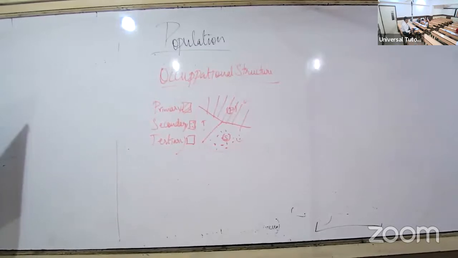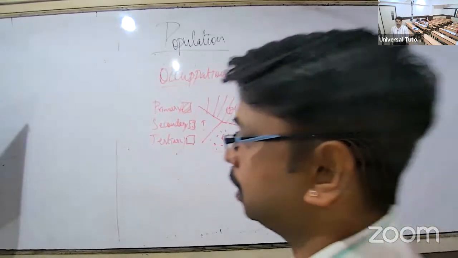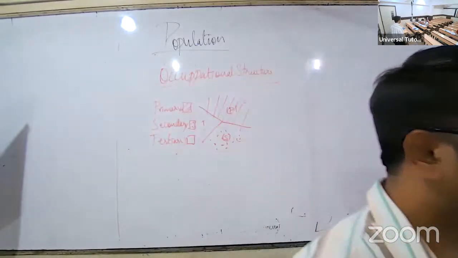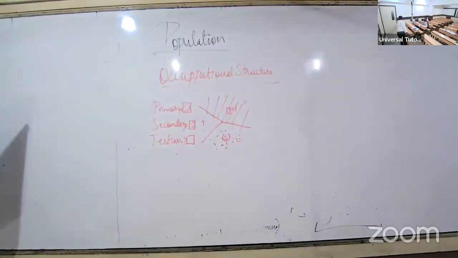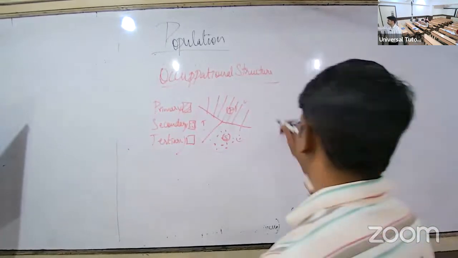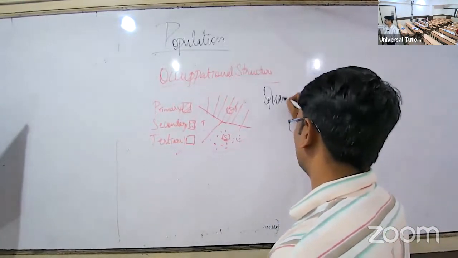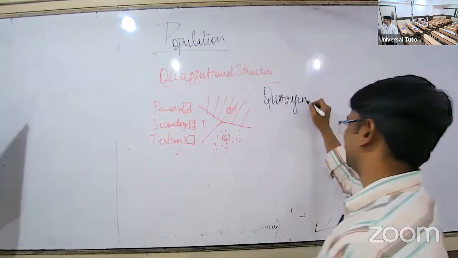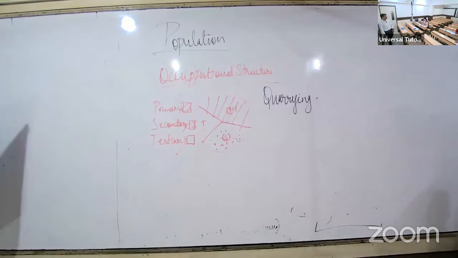Okay, you check it. Primary sector: agriculture, forestry, fishing, mining and quarrying. What is quarrying? Not brothers and sisters quarreling, quarrying. Quarrying means breaking up of stones, mainly for roads and buildings. That is primary. Secondary sector includes all manufacturing industries and factories.